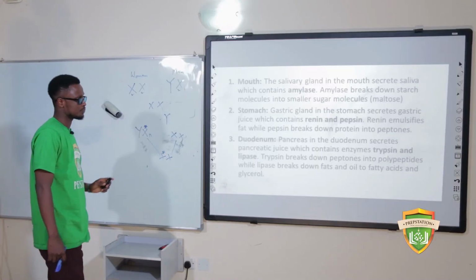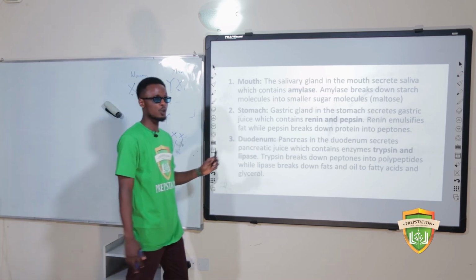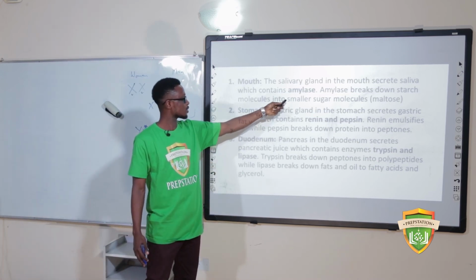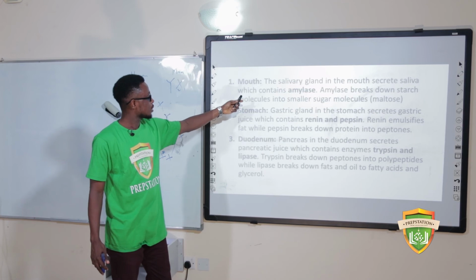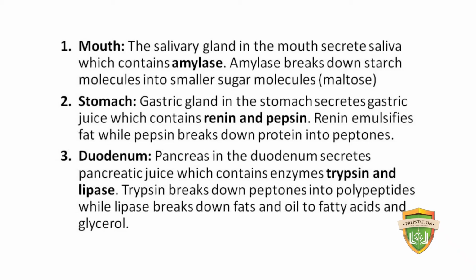Now the mouth. Take note, the ones in bold are the enzymes. First, the salivary gland in the mouth secretes saliva. The saliva contains amylase. This amylase is the enzyme present in the mouth. The amylase will break down starch molecules into smaller sugar molecules called maltose.